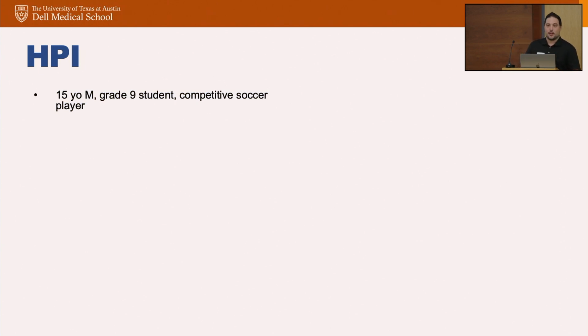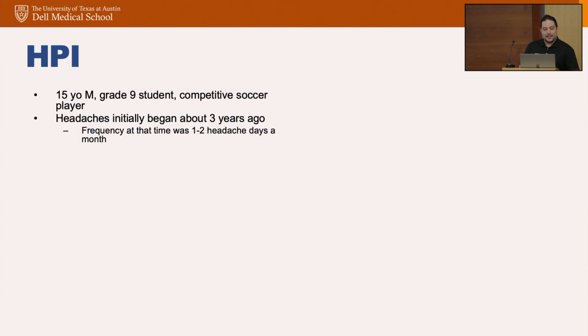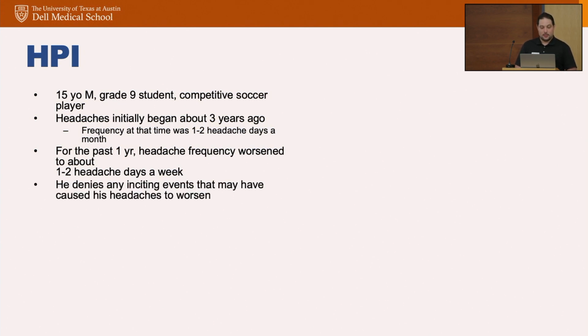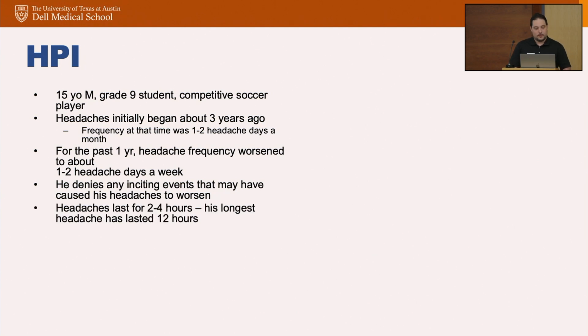So going over the history, he's a 15-year-old male, grade 9 student, competitive soccer player. Headaches initially began about 3 years ago. Frequency at that time was 1 to 2 headache days a month. For the past 1 year, headache frequency has worsened to about 1 to 2 days a week. He denies any inciting events that may have caused this worsening. Headaches last for 2 to 4 hours, and his longest headache has lasted about 12 hours.